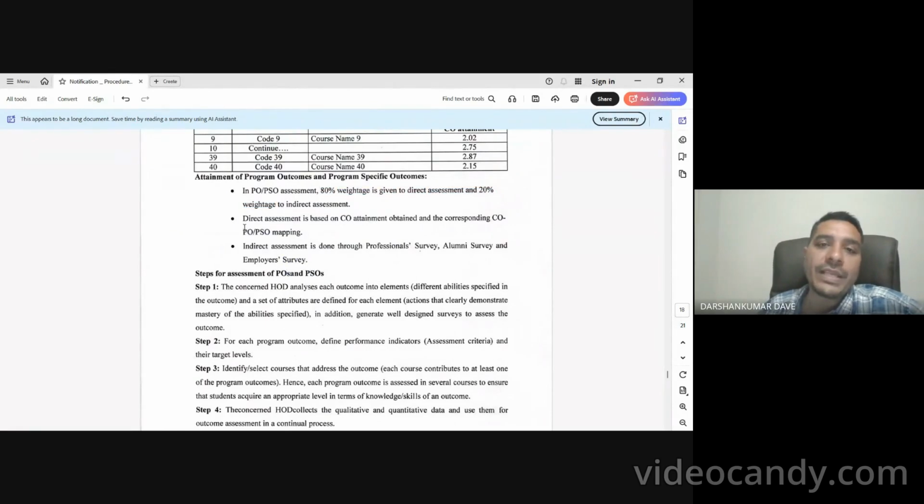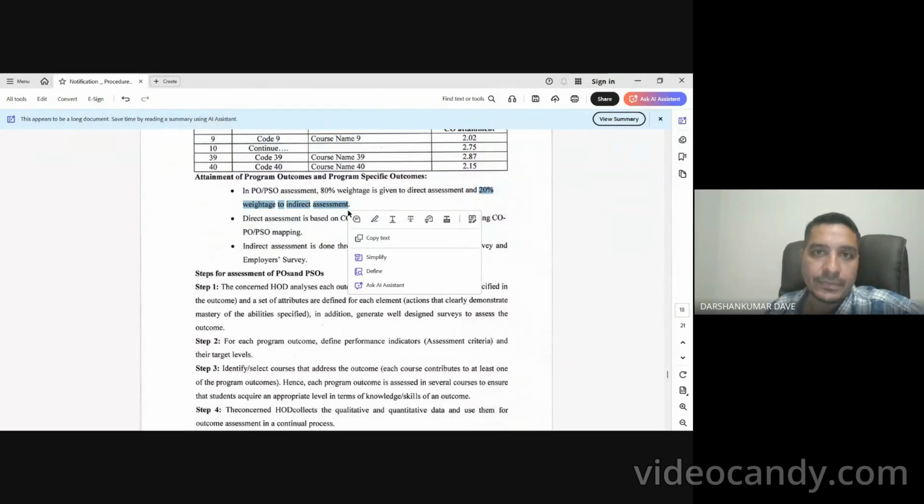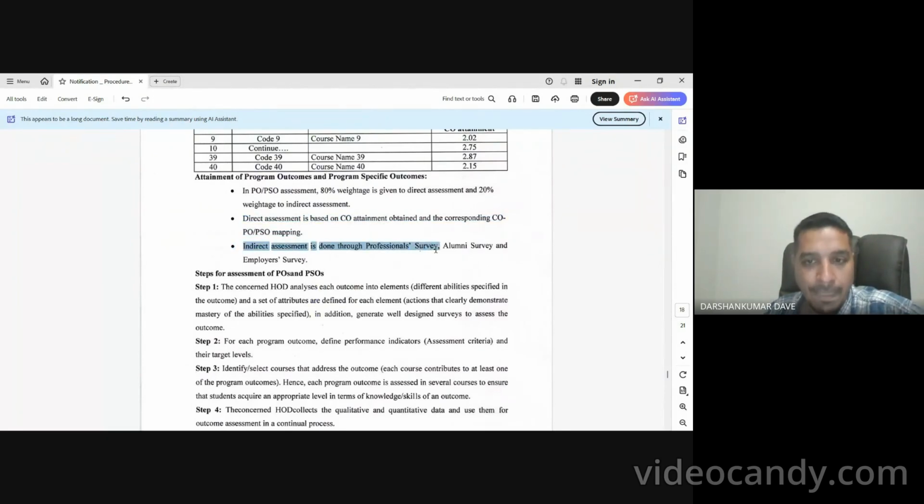So you should give appropriate weightage to both direct and indirect assessment. This particular university has given 80% weightage to direct assessment and 20% weightage to indirect assessment. Direct assessment is based on course attainment obtained and the corresponding CO-PO mapping. The indirect assessment is through professional survey, alumni survey, and employers survey.